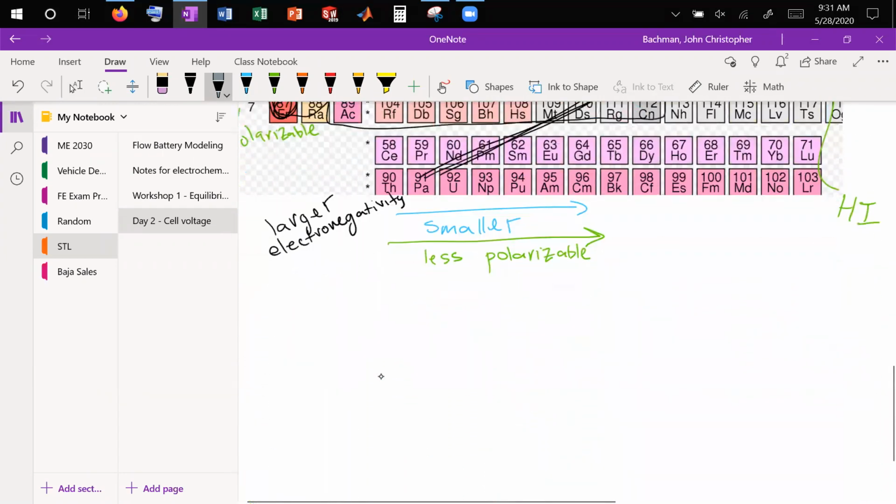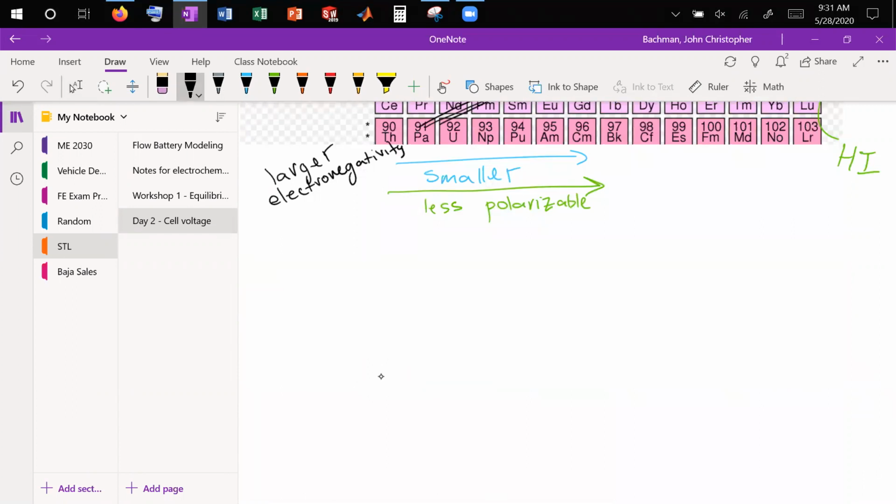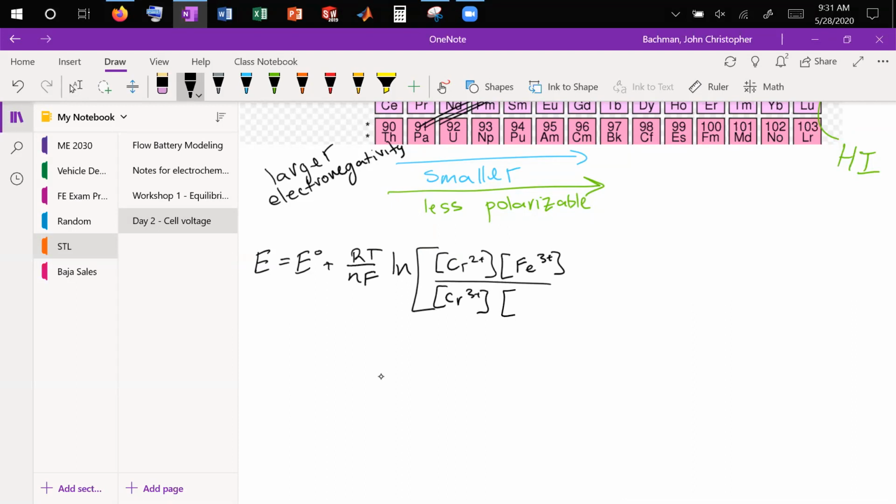So you're right. If we write the redox potential, E is equal to the standard redox potential plus RT over nF, natural log of the concentration of our reactants. So let's say we have chromium 2 plus and iron 3 plus, those are our reactants, over our chromium 3 plus times our iron 2 plus. That's going to give us our actual cell voltage.